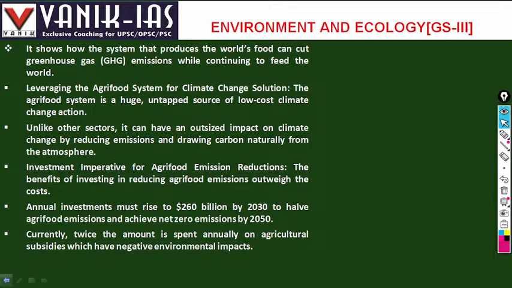It shows how the system that produces the world's food can cut greenhouse gas emissions while continuing to feed the world. Leveraging the agri-food system for climate change solutions. The agri-food system is a huge untapped source of low-cost climate change action. Unlike other sectors, it can have an outsized impact on climate change by reducing emissions and drawing carbon naturally from the atmosphere.